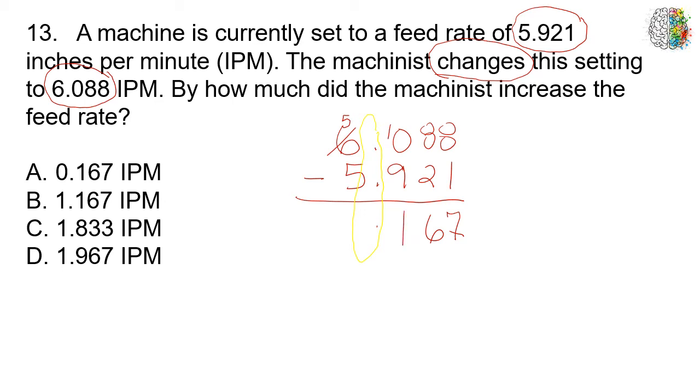I'm going to drop down my decimal because I want my decimals lined up. 5 minus 5 is 0. So my answer is 0.167 inches per minute, which is answer A.